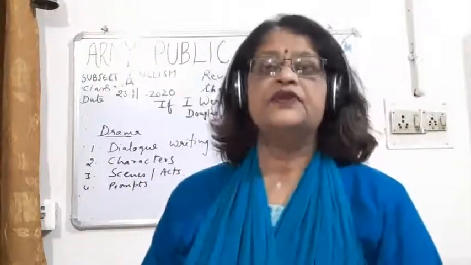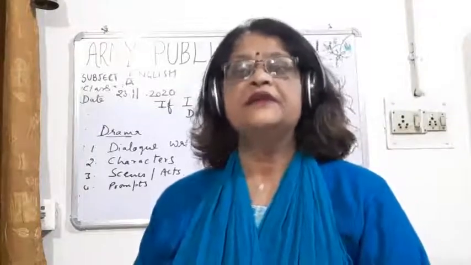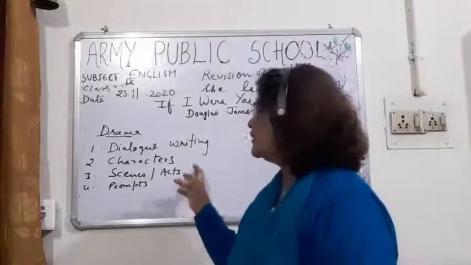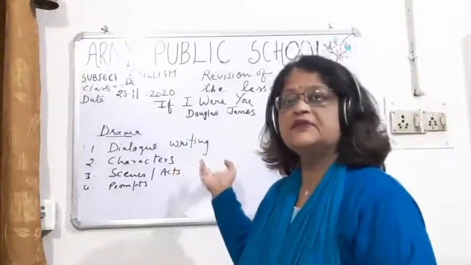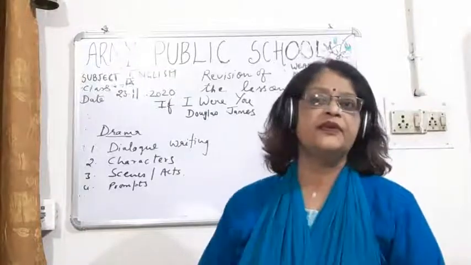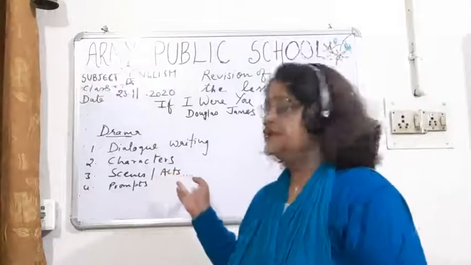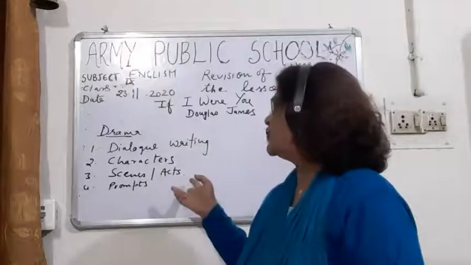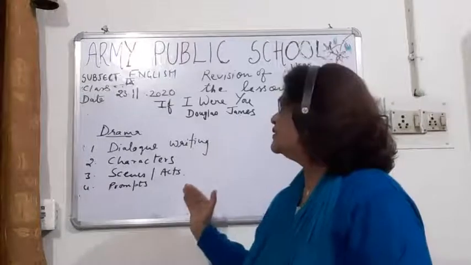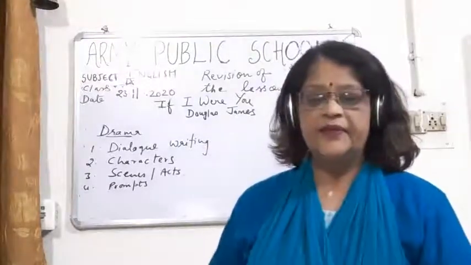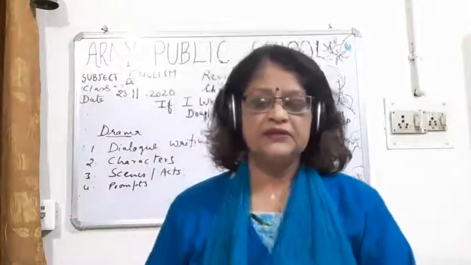First of all, it is in the form of dialogue writing. Second thing, children, it has characters. That means the people who are acting in a drama are known as characters. Third is scenes or acts, and fourth is props. So children, these are the characteristics of a drama. "If I Were You" is a drama, and this is the drama we are studying today.